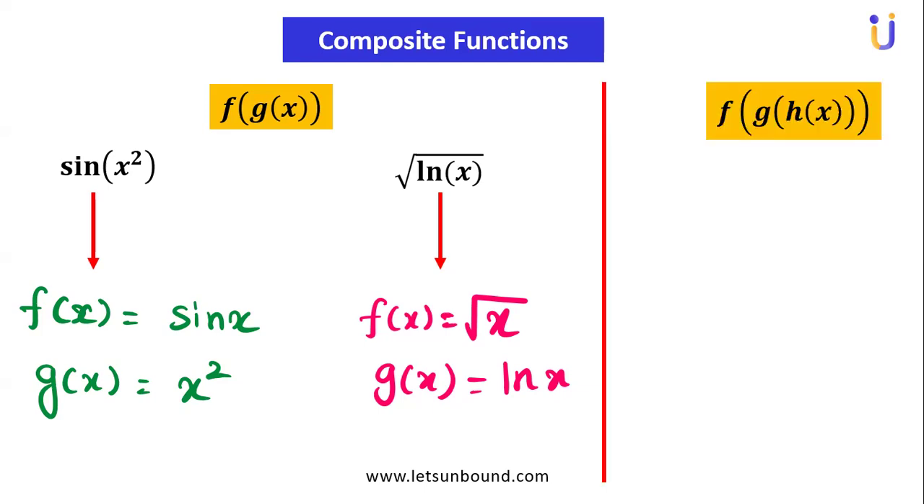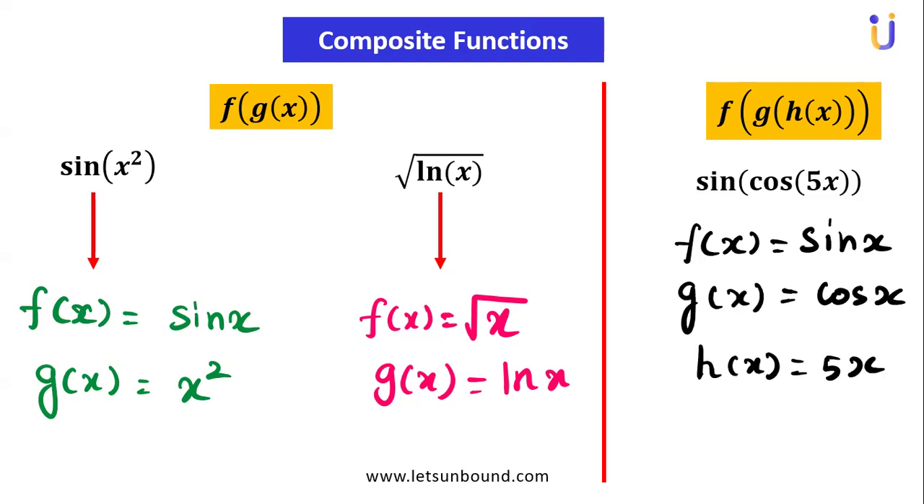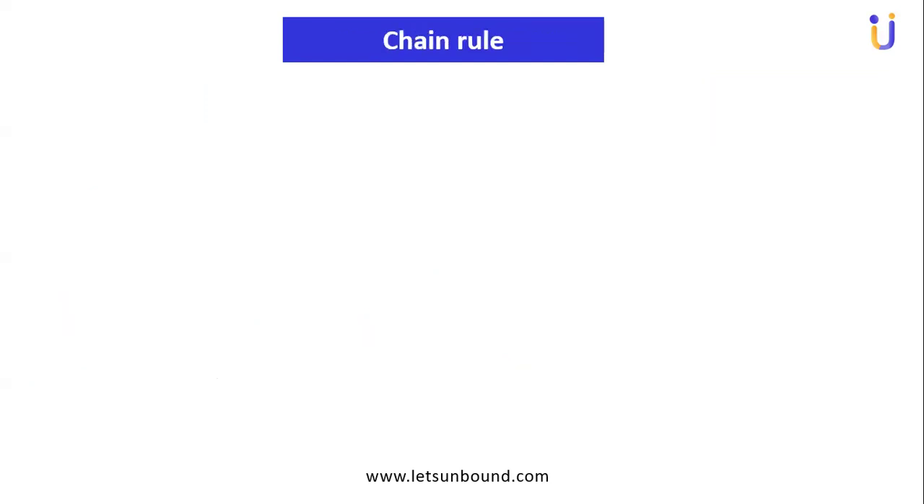And here is an example which looks like f of g of h of x. And you can see an example here, sine of cos of 5x. So your f is sine, your g is cos, and your h is 5x. This is the only prerequisite that you need. Now, how to apply the chain rule? This is the chain rule formula.